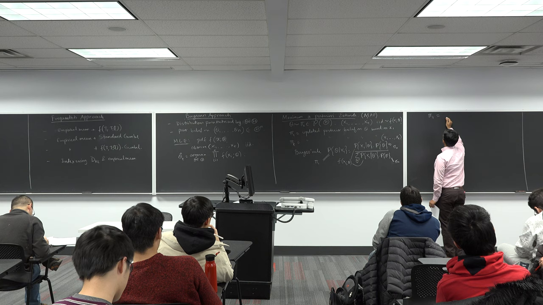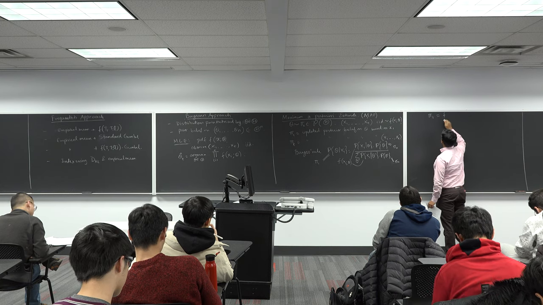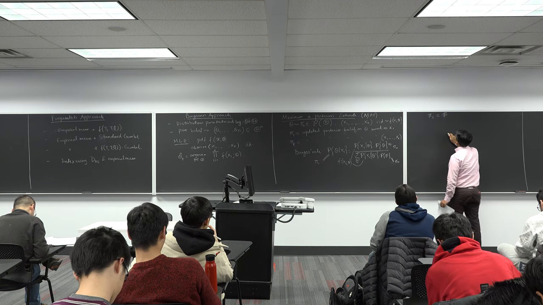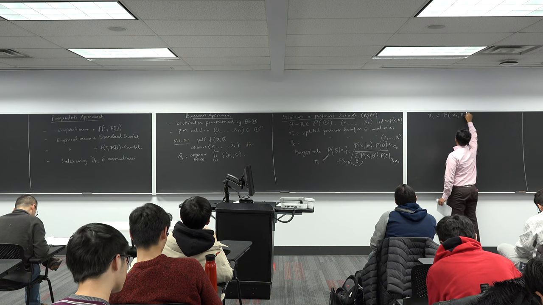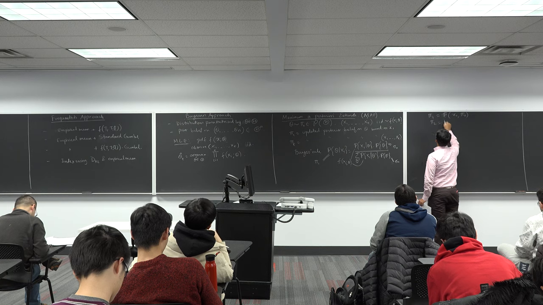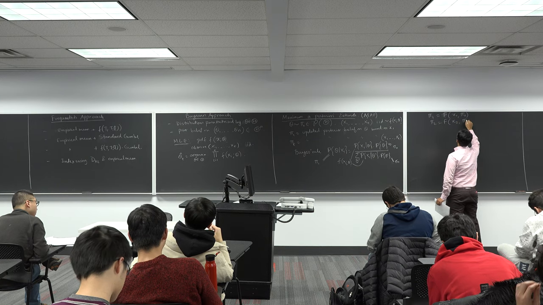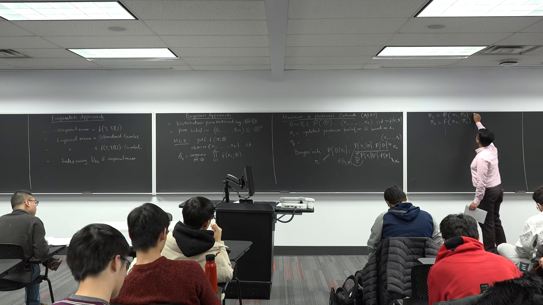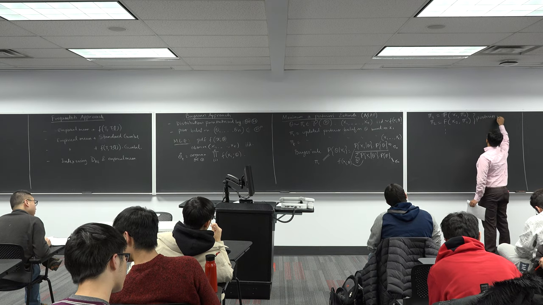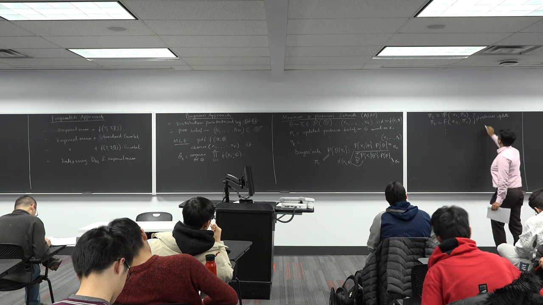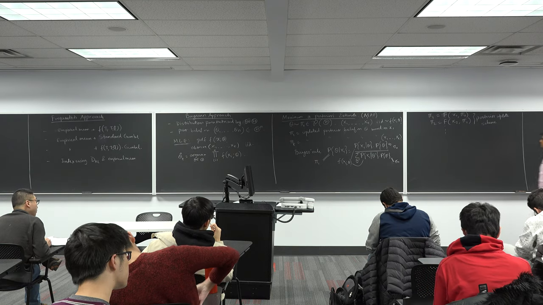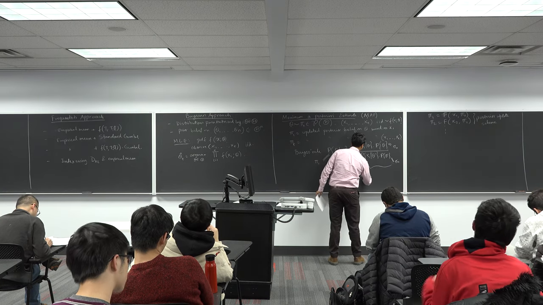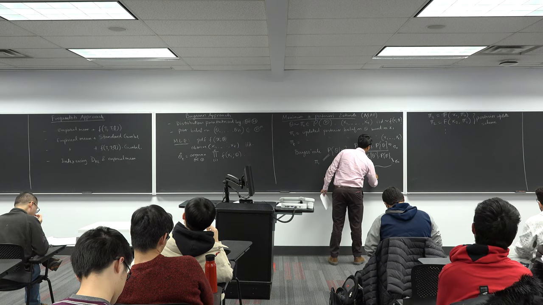Pi 1 is equal to some function. Well, I'm not going to use f. I need an update. Oh, I can use capital F. Capital F of x1 comma pi 0. And then pi 2 is capital F of x2 comma pi 1, and so on and so forth. That will be your update scheme. This is the posterior update scheme. And this is your mapping F. This is my F of x1 comma pi 0.